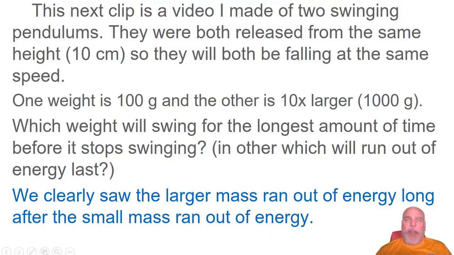Okay, I hope you like that. I thought that was pretty interesting. You can clearly see that the larger mass ran out of energy way after the small mass ran out of energy. So 8 minutes swing time for the small one. Definitely would have been over 40 minutes for the larger mass. It was definitely not even close to being stopped swinging before the student ran into it.